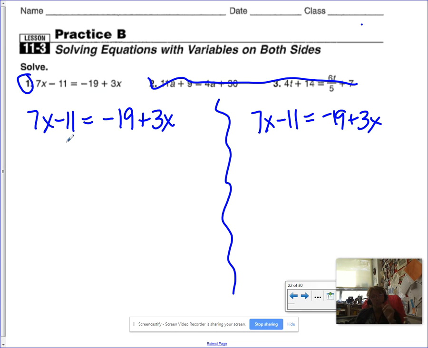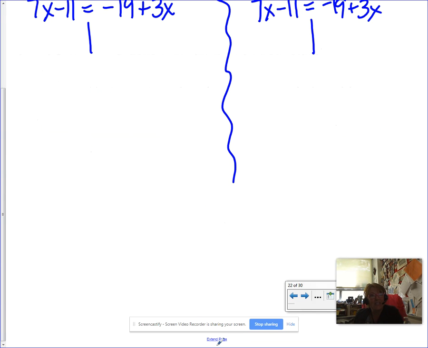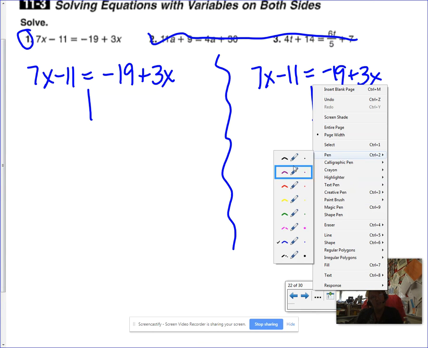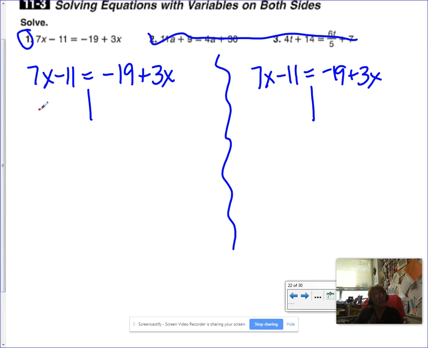So you decide, do you want to attack 7x and destroy that? Or do you want to attack 3x and destroy that? On this side, we're going to get rid of the 7x. On this side, I'm going to get rid of the 3x, and I'm going to show you how it works out to be exactly the same answer. All right, so if I want to attack 7x, then here's what I've got to do. I've got to subtract it from each side.